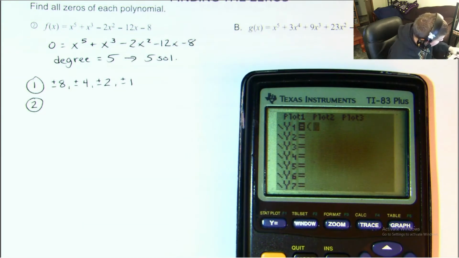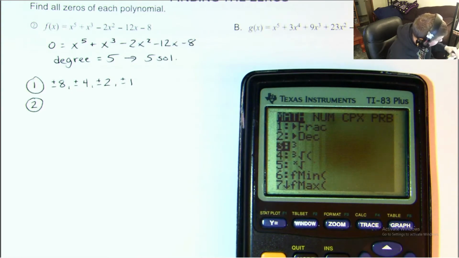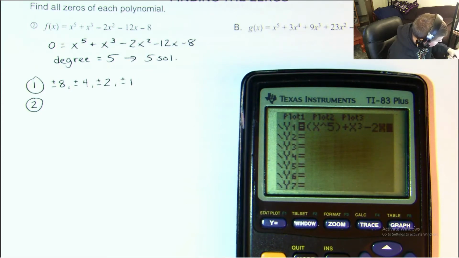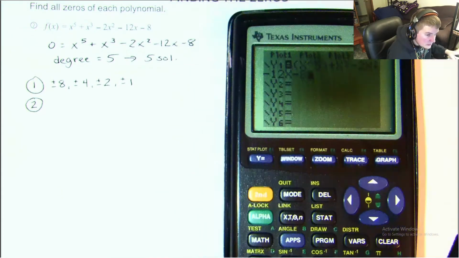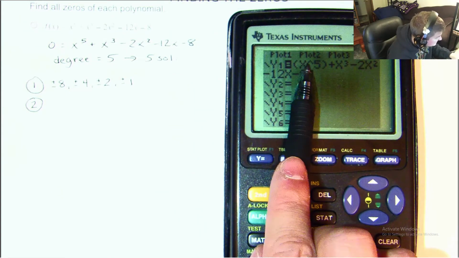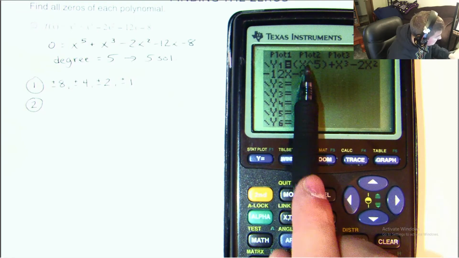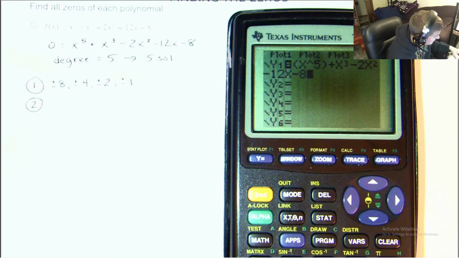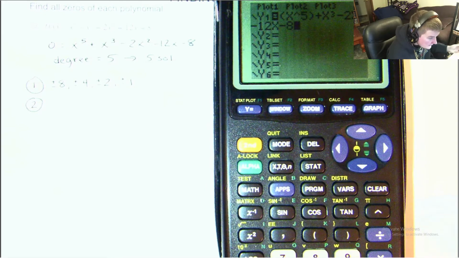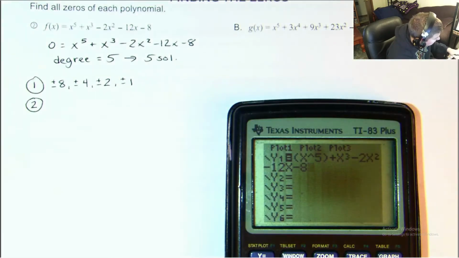So we're going x to the 5th power plus x to the 3rd minus 2x squared minus 12x minus 8. Okay, and to go to a power other than 3, you can use the caret symbol, that little up arrow, that means x to the 5th is right here. It is right below the clear button. Okay, and then we can hit graph.